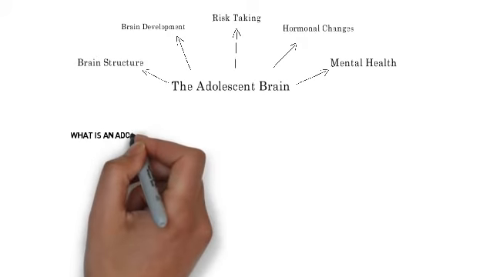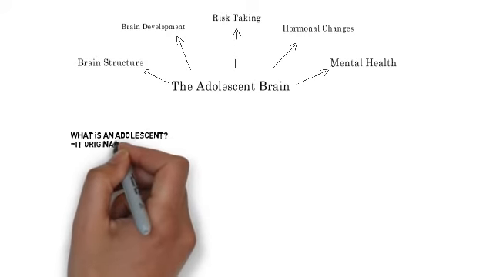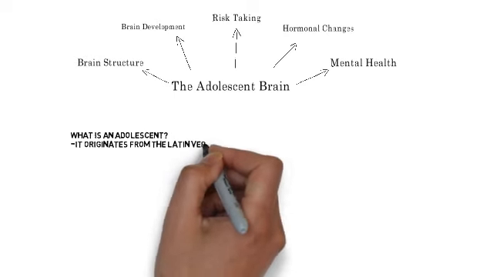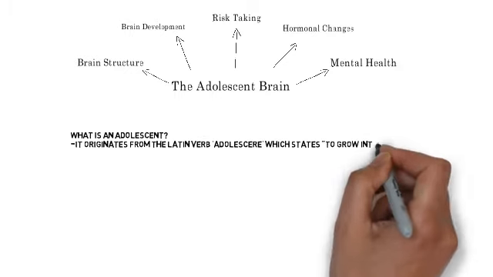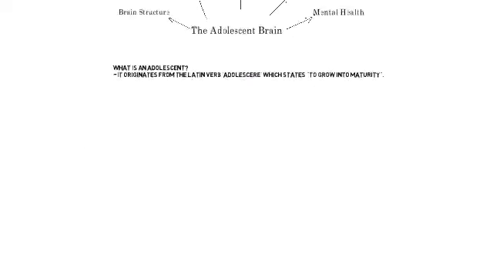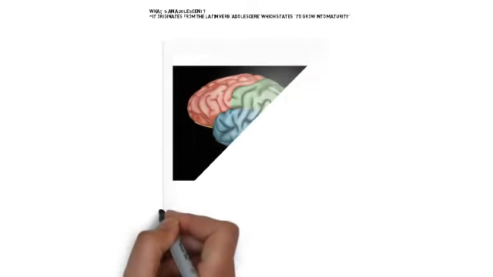What is an adolescent? The word adolescent originates from the Latin verb adolescere, which means to grow into maturity. Adolescence is a period in a person's life which follows childhood and is before adulthood. Now moving on to the brain structure.